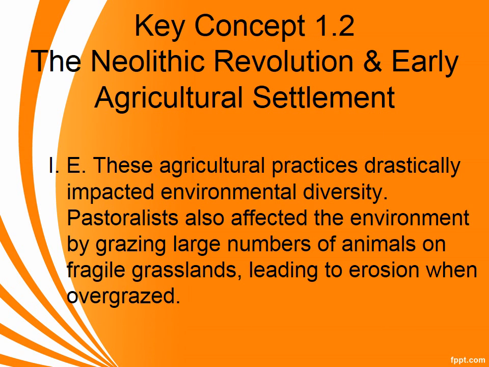Part E. These agricultural practices drastically impacted environmental diversity. Pastoralists also affected the environment by grazing large numbers of animals on fragile grasslands, leading to erosion when overgrazed. Obviously, we are going to have a huge impact on the environment when we start to develop systems of agriculture, and we're making huge changes to animal populations through domestication as well. During hunting and gathering, humans had limited impact on the environment. These villages will ultimately turn into cities within the next time period, and of course that will also continue to impact the environment on a large scale.